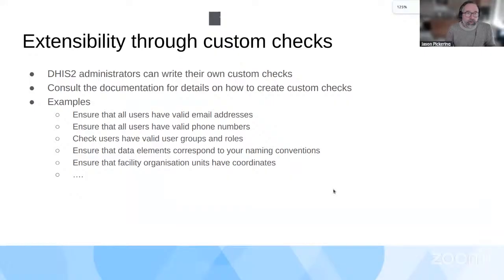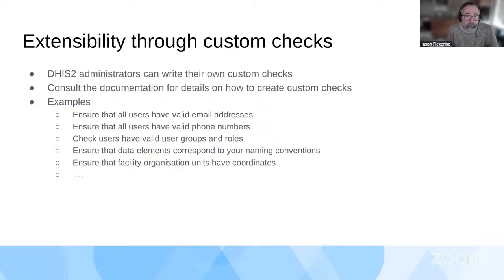I did want to spend some time talking about extensibility through custom checks. This was a really great feature that we sort of tacked on. And I think it really gives individual implementations a lot of possibilities to write their own integrity checks, ones that may be very specific to your instance. I just came up with a few examples here. And these are not necessarily always applicable to all instances.